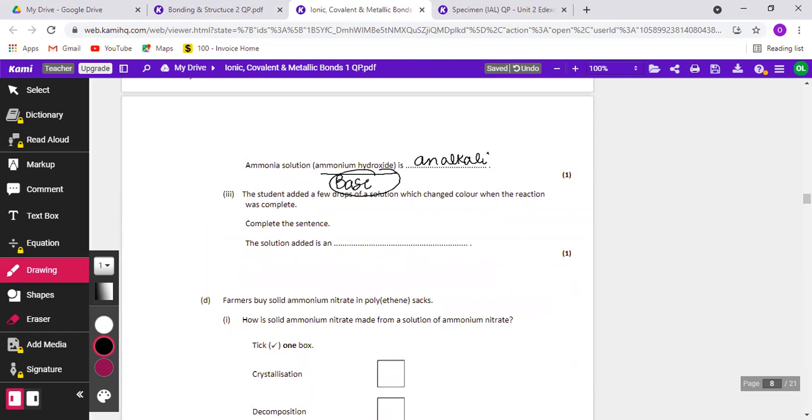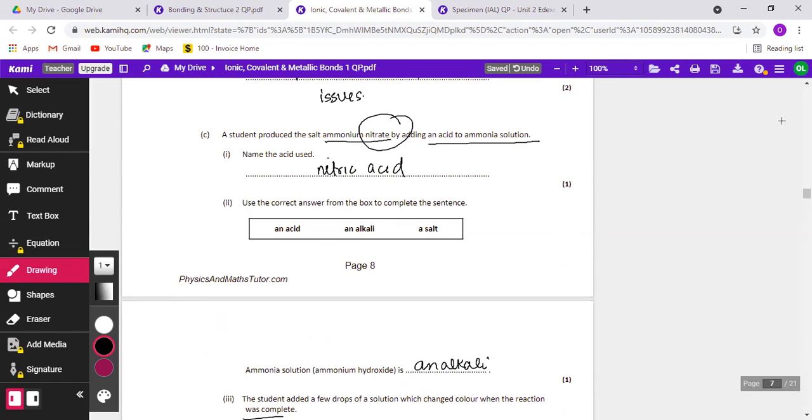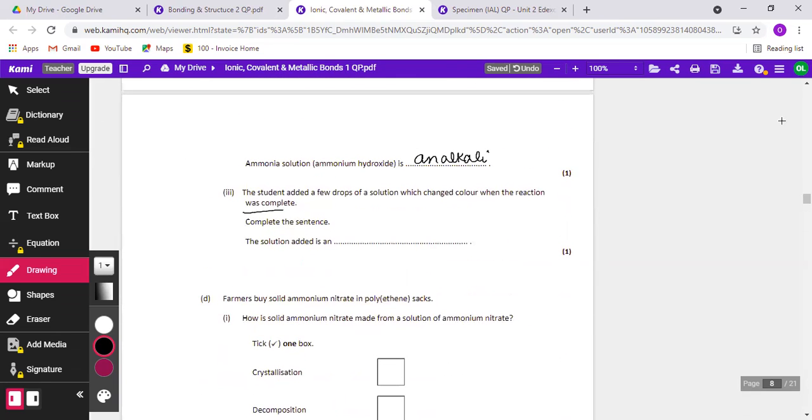The student now added a few drops of a solution which changed color when the reaction was complete. The solution added is dash. So it must be an, what's the name of the solution which changes color and which is used to identify different substances such as acid, base or alkalis? Indicators. The solution added must be an indicator.